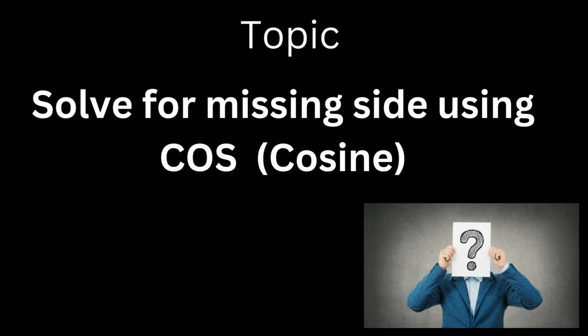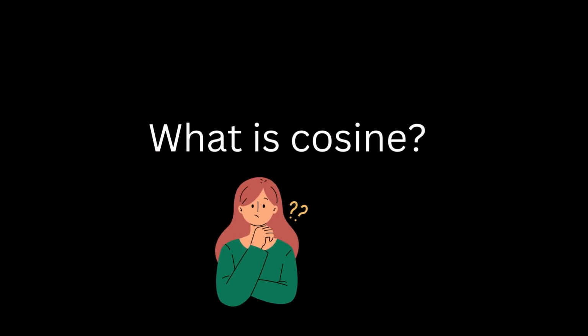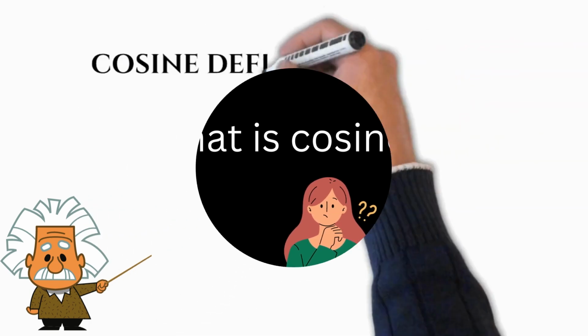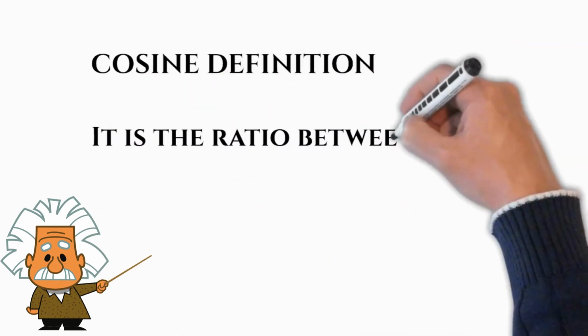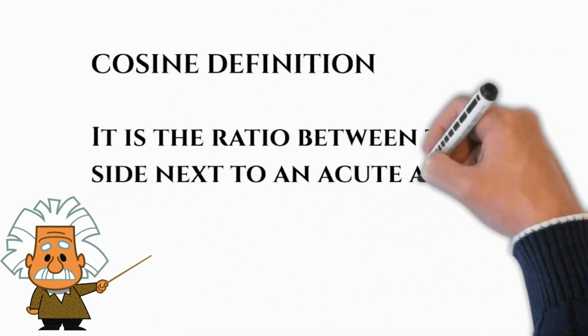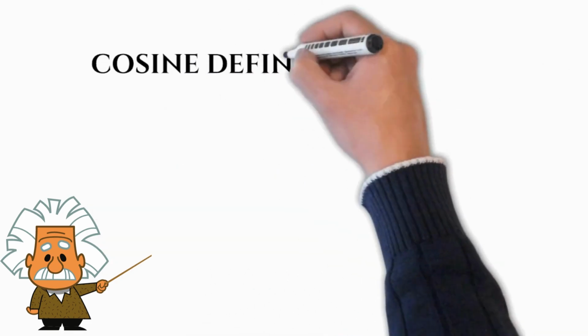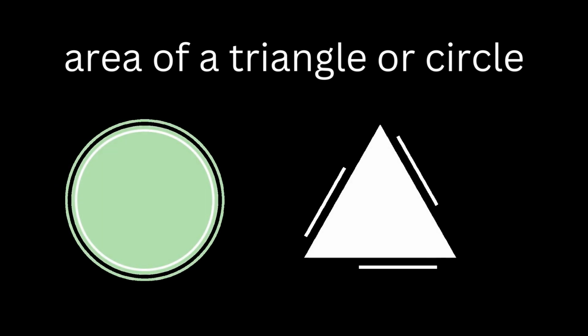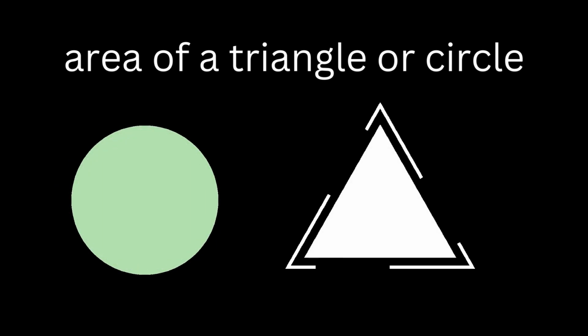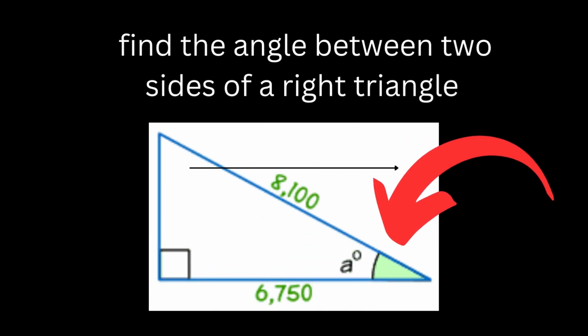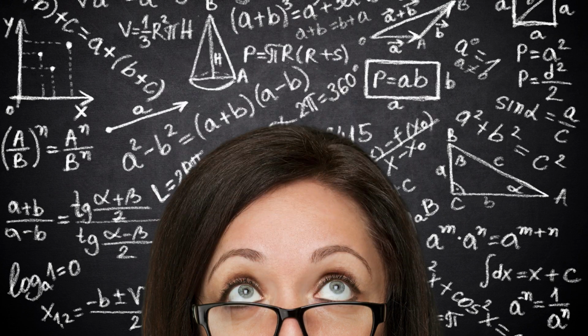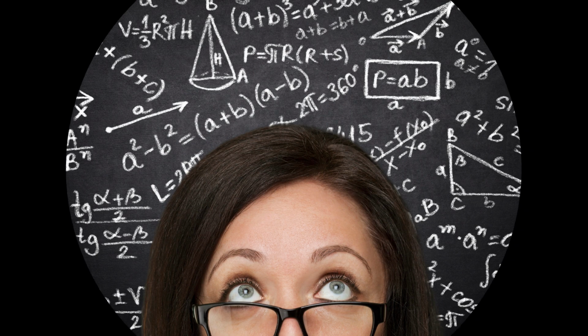What is cosine? Well, it's one of the most commonly used functions in trigonometry. It is a ratio between the side next to an acute angle in a right triangle and the hypotenuse. So why do we use it? There are many reasons why, like to find the area of a triangle or circle, or to find the angle between two sides of a right triangle, and so many other trigonometric problems. But in this video, we will be showing you how we can find the missing side length in a right triangle.